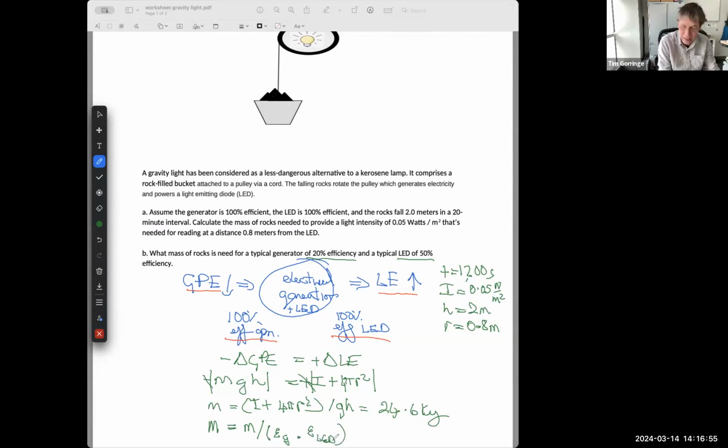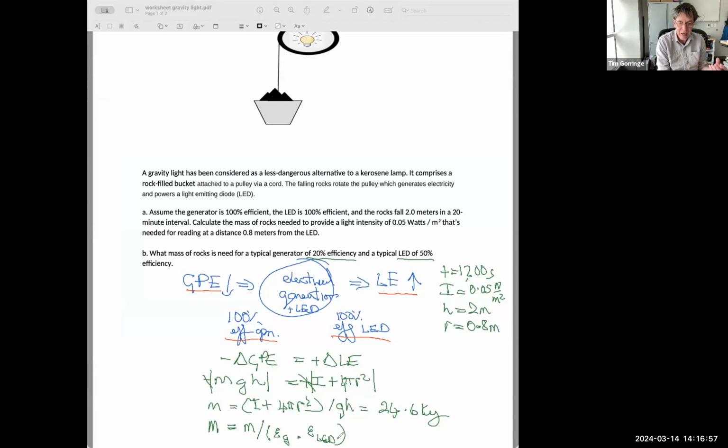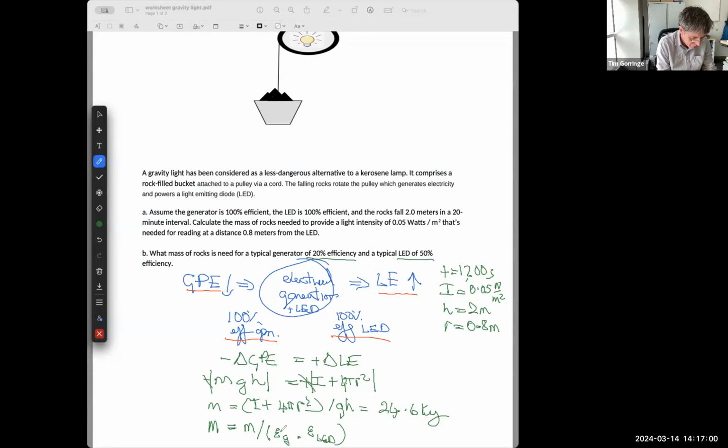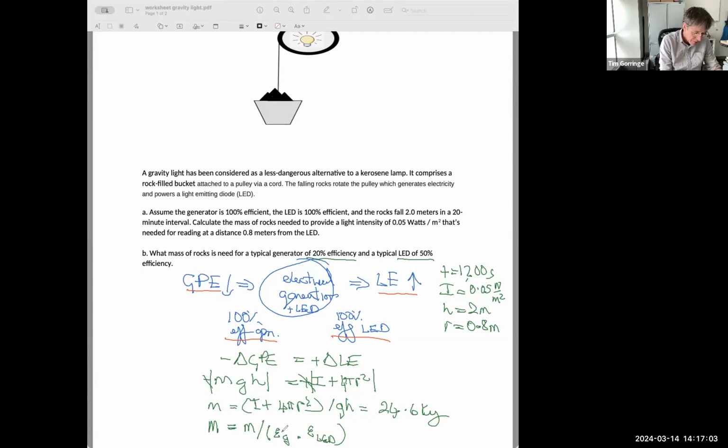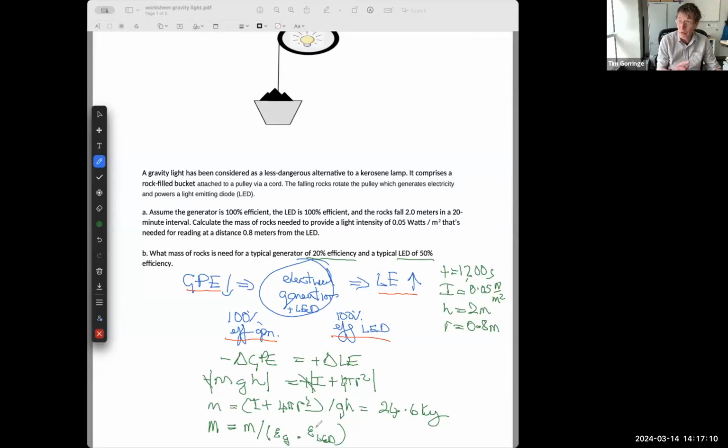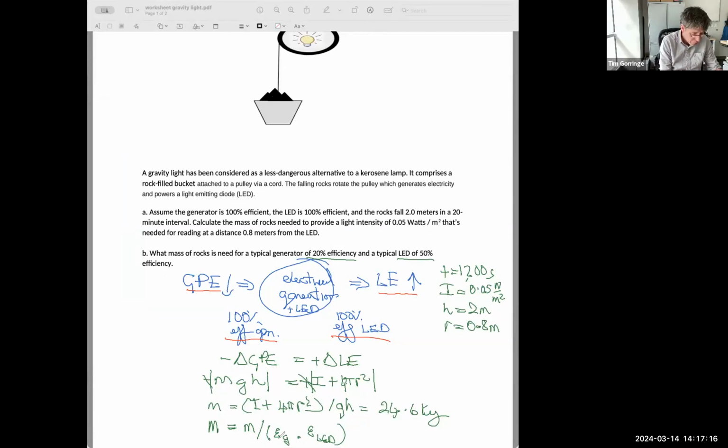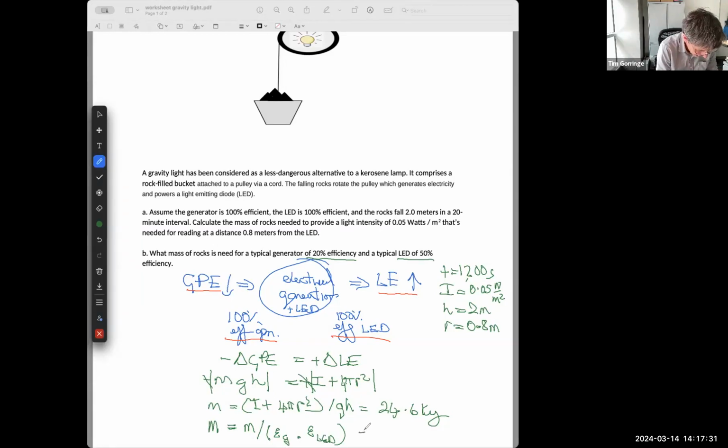I wrote those efficiencies as epsilons. I put subscripts G and LED for the generator and the LED. And these are the two numbers that we're told. As I say, for example, if the LED is only 50% efficient, by dividing by 0.5, I'm going to need twice the mass of rocks. And likewise, by dividing by the efficiency of the generator, it's going to increase the mass. So this is how we incorporate the efficiencies. And so we just need to plug in these numbers now.